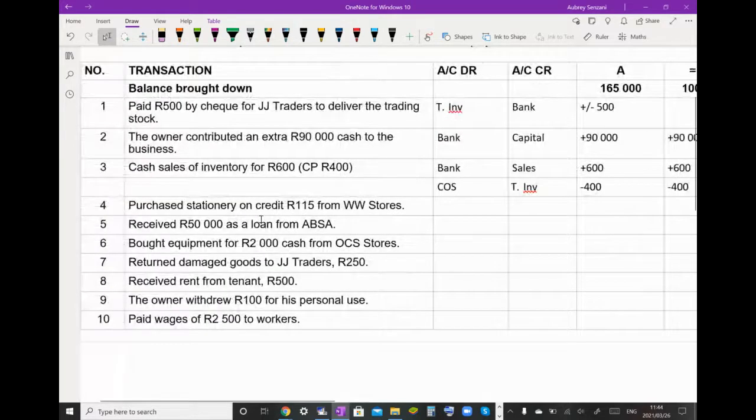Then on the fourth, it says purchased stationery on credit, 115 from WW stores. Purchased on credit. So which accounts are affected? Creditors control, yes, and stationery. That's what we bought. Stationery, 100%. Okay. Right. So what are we debiting? What are we crediting? Debiting stationery, yes. And we are crediting creditors.